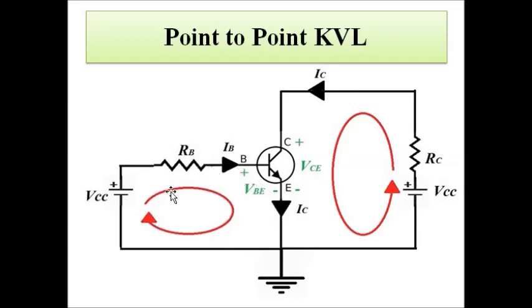Okay, so here we have moved in clockwise direction. You can also move in anti-clockwise direction. There is no problem. It is only on your level of comfort, in which direction you want to go. Similarly, here we have moved in anti-clockwise direction. We have again started from VCC. So here VCC minus ICRC minus VCE is equal to 0.